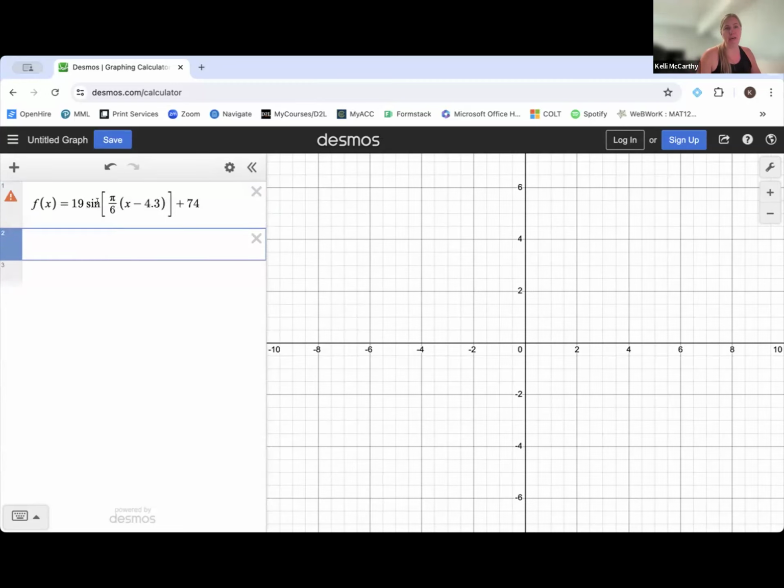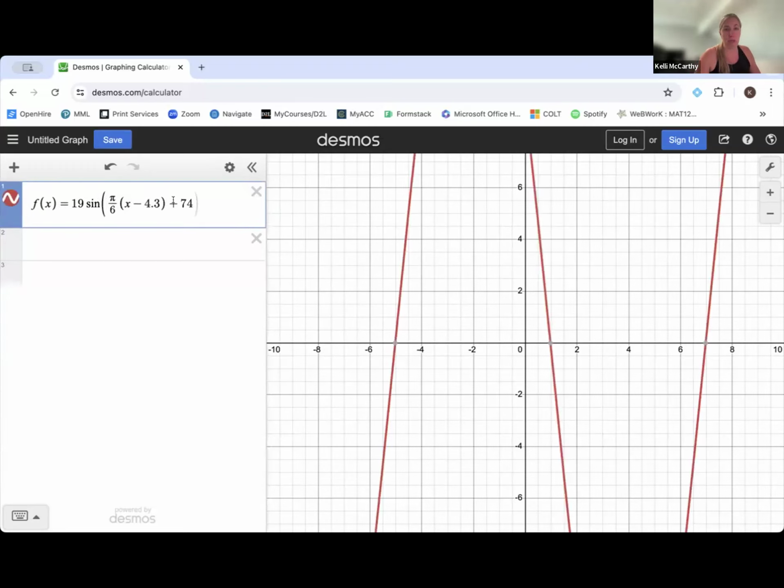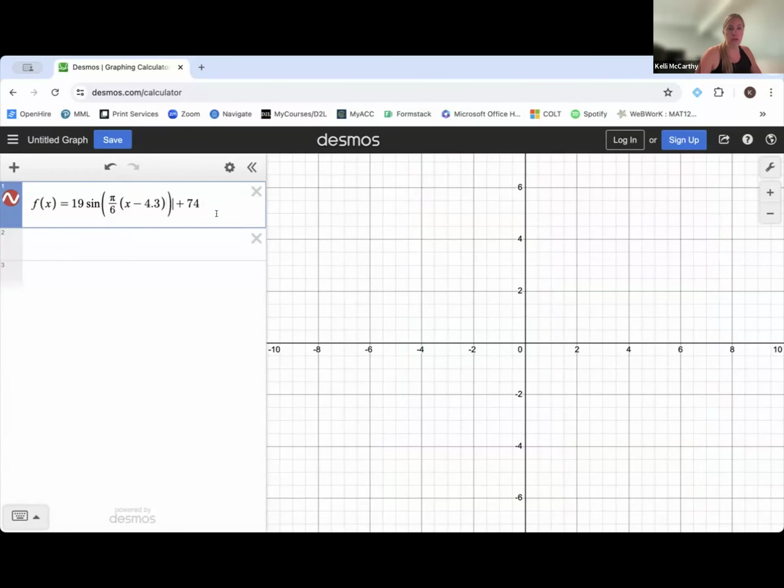The error is going to be that we're using brackets instead of parentheses. So we want to replace those with parentheses. All I'm doing is just changing out those grouping symbols from brackets to parentheses.